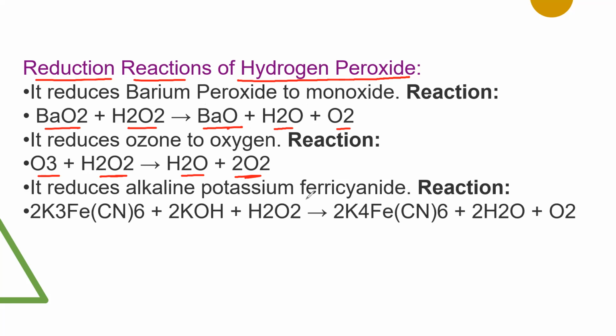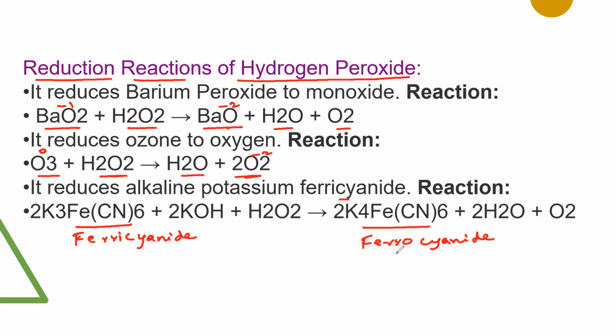It reduces alkaline potassium ferricyanide to potassium ferrocyanide. Ferrocyanide, and this is called ferricyanide. So in all these cases, reduction takes place, the reverse of the previous reaction. That is a decrease in oxidation state, because the oxidation state of oxygen is -1 here, and here it is -2. Ozone is in oxidation state 0, so it changes to -2. So there is a decrease in oxidation number. In all the cases, a decrease in oxidation number takes place.